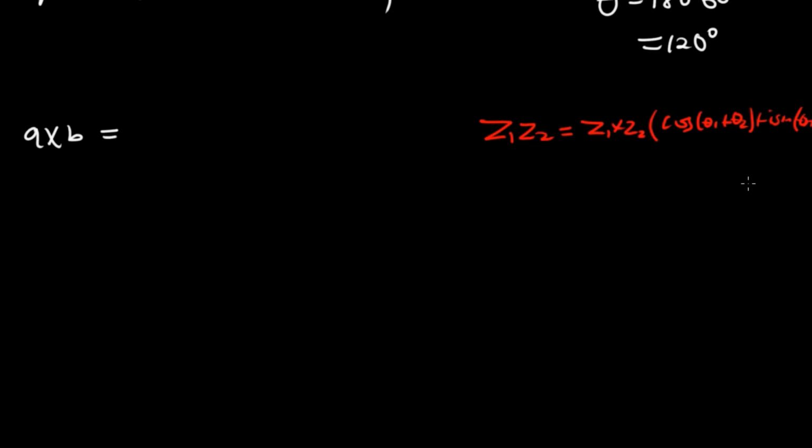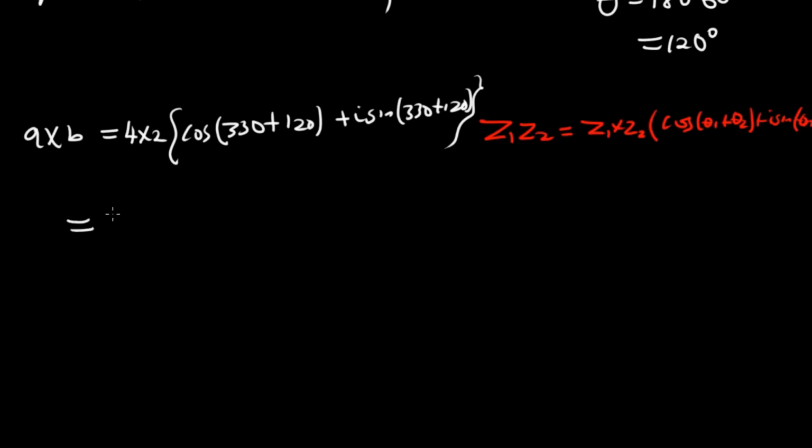So what is r1? This is 4 multiplied by 2, cos we have theta 1 to be 330 and theta 2 to be 120. So plus i sine, the same thing, 330 plus 120. And this is equal to 8. You find the cos of 330 plus 120, that is 450. The cos of 450 is 0, and the sine of 450 is 1. So you have the full answer here to be equal to 8i. So that's the polar representation of A multiplied by B, which is 8i.